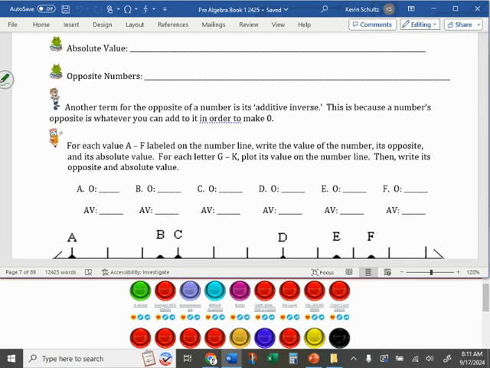Fantastic. So absolute value is the distance of a number from zero. And here's the thing about absolute value, there's one word in there that is really super duper important, and that is the word distance.